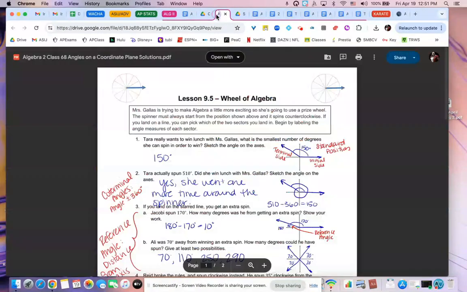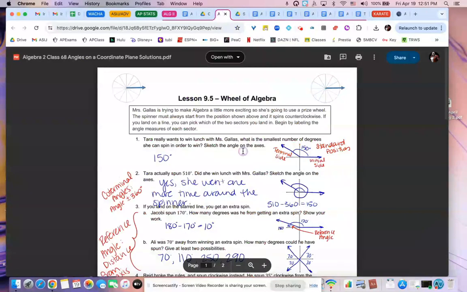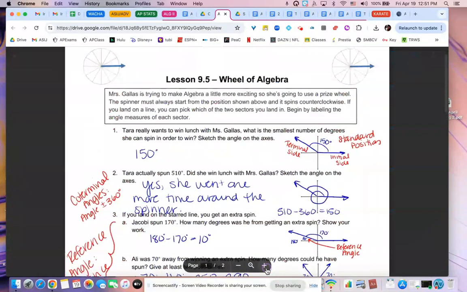Okay, so if we look at the worksheet that goes along with this, the whole idea is that there's a spinner, and let's just say you're taking the spinner from 0 and you're going to spin it. So maybe it goes this many degrees, or maybe it goes around and around and stops. So you're going to spin the spinner, and there's different prizes on there, right? You can see lunch with the teachers, and you can do karate with me, or whatever. Okay, so let me blow this up a little bit.